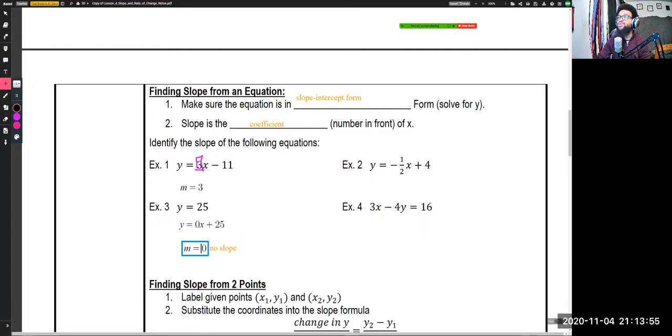So you all do 2 and 4. If you have questions about those, ask for help. Come back to the Zoom chat and ask for help, all right?